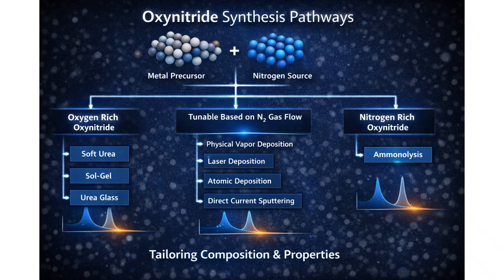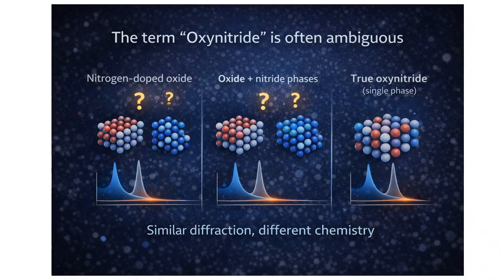For nitrogen-rich oxynitrides, ammonolysis is widely used, achieving higher nitridation but often introducing instability. Here is the key issue. The word oxynitride is often used loosely, covering very different material realities.